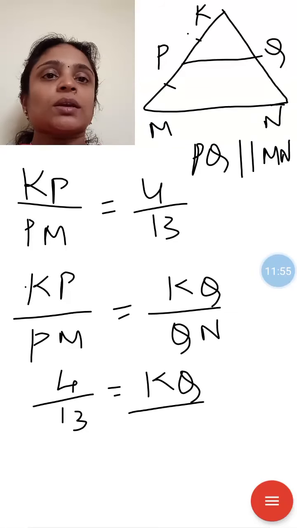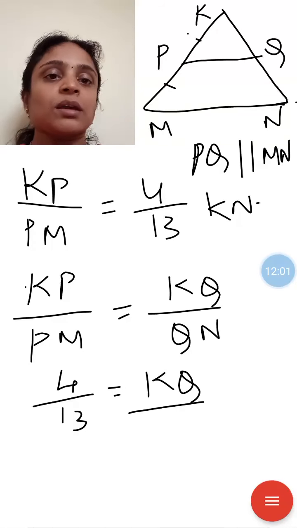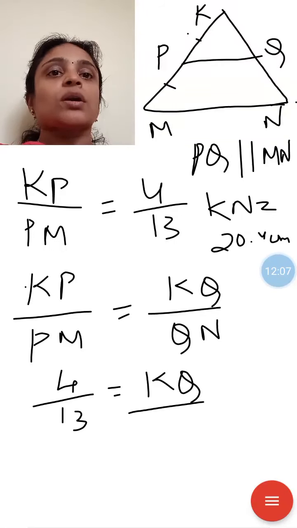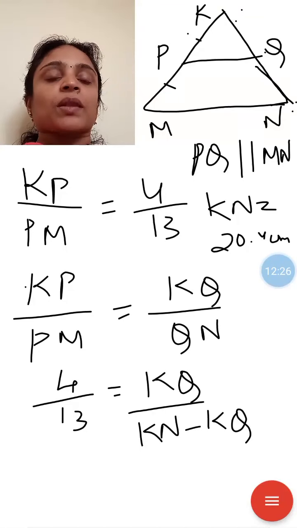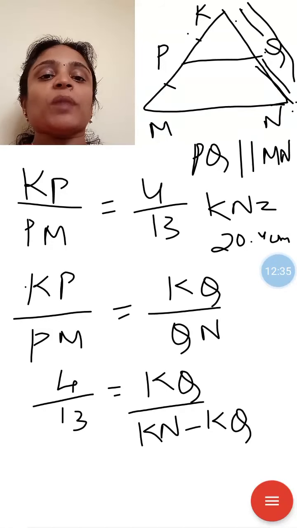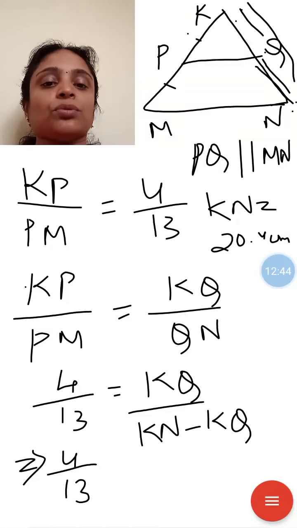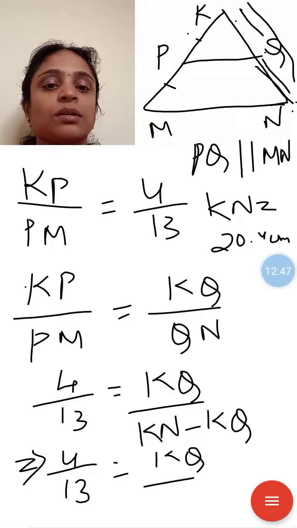Here whole KN is given as KN equal to 20.4 centimeter. So QN, what is QN? QN is this whole KN minus KQ, right? So we can write this as 4 by 13 equal to KQ by KN minus KQ. That is 4 by 13 equal to KQ by, KN is 20.4, 20.4 minus KQ.